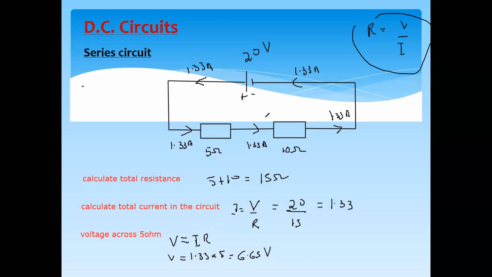So that's 6.65 volts across this one. And for the other, I can use a formula, or I can also use understanding. If the total voltage is 20 and 6.65 volts drop here, how much is the voltage here? I will just subtract 20 minus 6.65, and I'll get 13.35. Or I can use the formula and get the same result. The resistance is 10 and the current is 1.33, so 10 multiplied by 1.33, I'll get 13.3. So I'll get the same result. I can do subtraction.